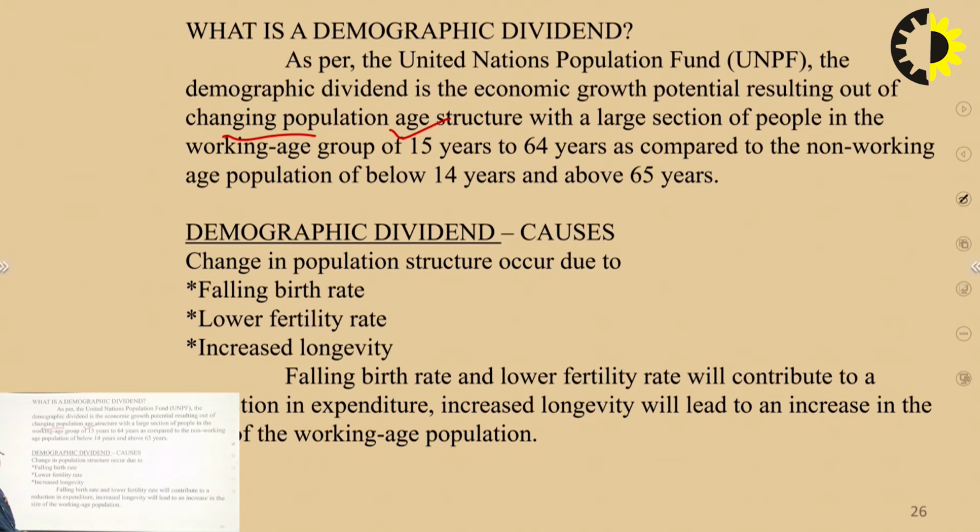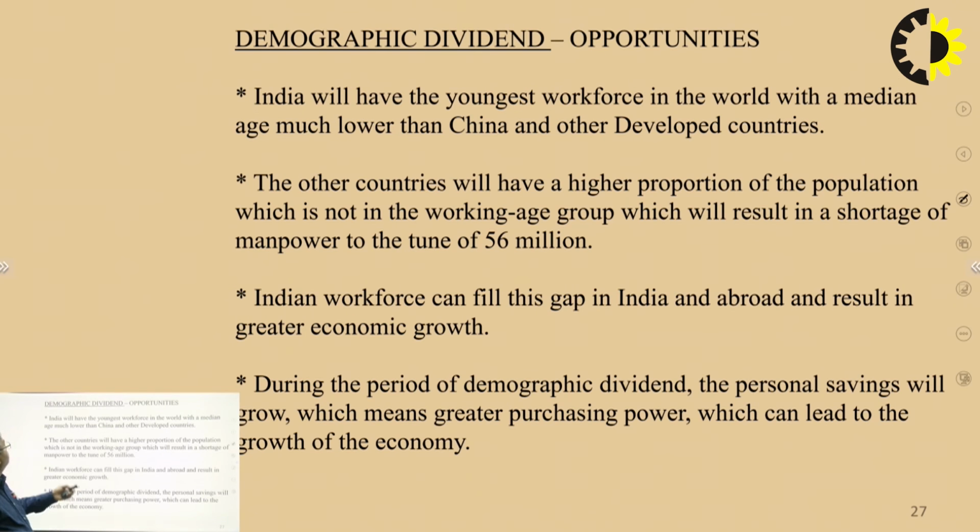The causes of the demographic dividend are a change in population structure, which occurs due to falling birth rate, low fertility rate, and increased longevity. Falling birth rate and lower fertility rate will contribute to a reduction in expenditure. Increased longevity will lead to an increase in the size of the working age population.